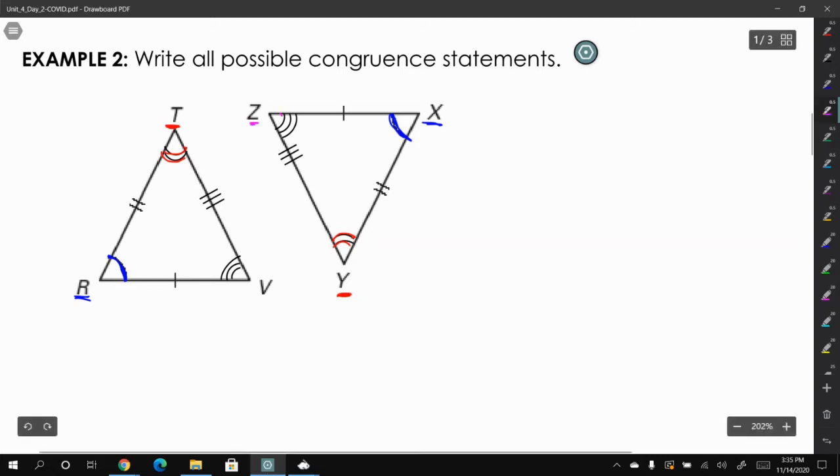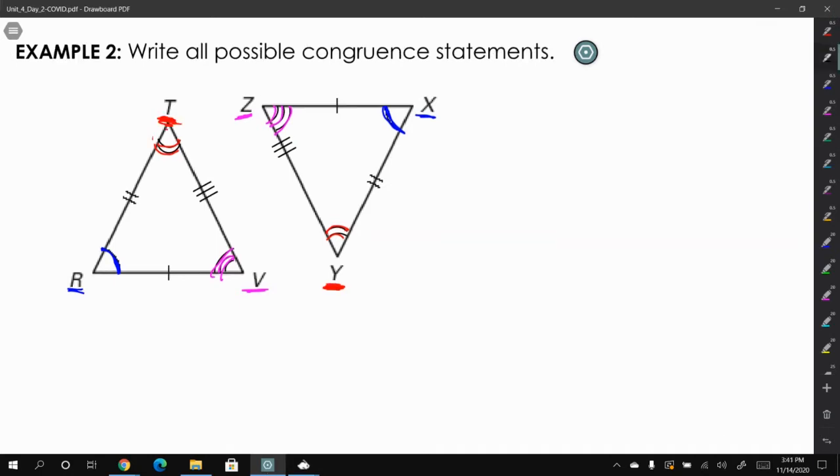And then Z has 1, 2, 3, and V has 1, 2, 3. So those are congruent angles in corresponding parts. So this will allow us to write all 6 congruent statements. And like I said, it won't matter where we start.